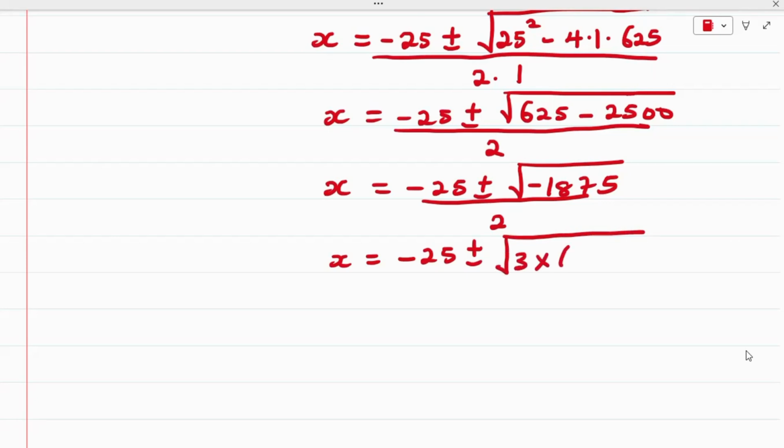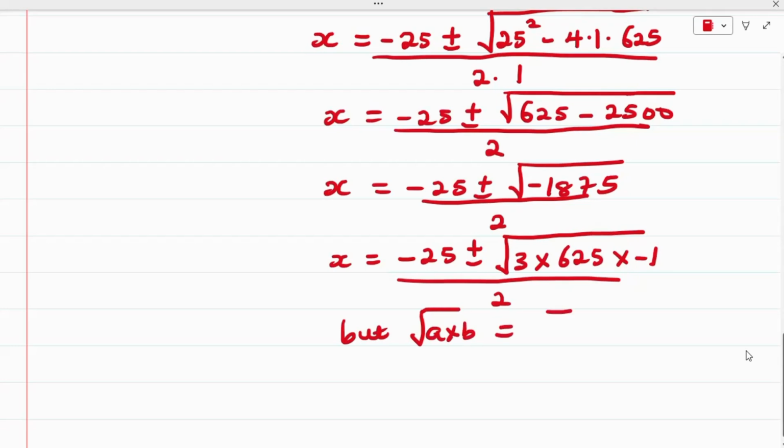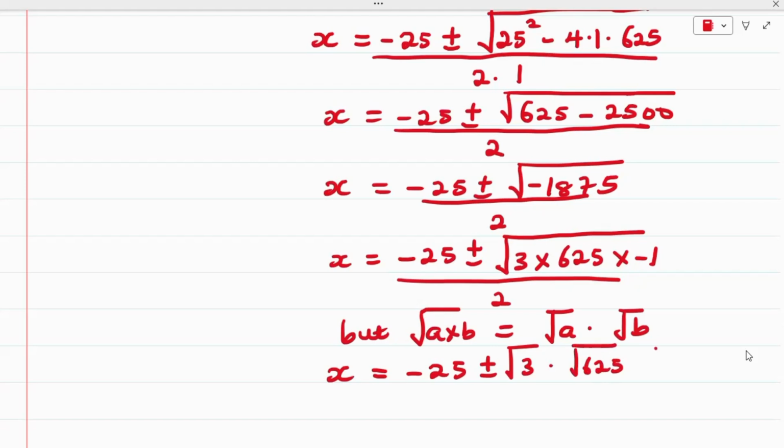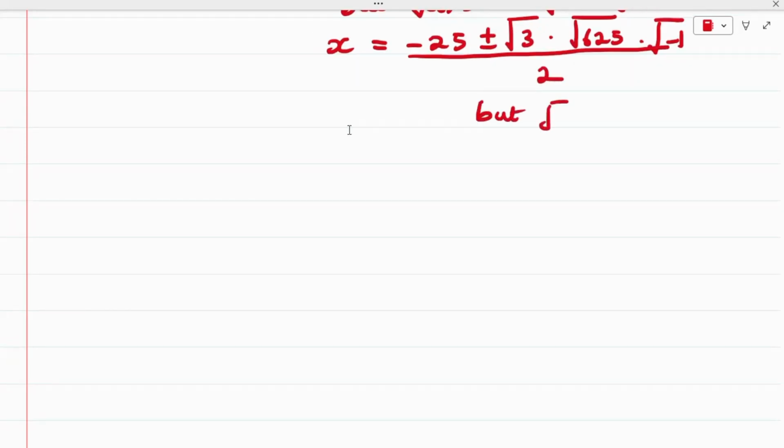And x is equal to minus 25 plus or minus the square root of 1875, which can be expressed as 3 multiply 625 multiply negative 1, over 2. But we know that if we have the root of a multiply b, this is the same thing as the root of a multiply the root of b. So we have that x is equal to minus 25 plus or minus the square root of 3 multiply the square root of 625 multiply the square root of negative 1, divided by 2. But the root of negative 1 is equal to i, so we have that x is equal to minus 25 plus or minus the root of 3 multiply the square root of 625, which is 25. The root of negative 1 is i, divided by 2.